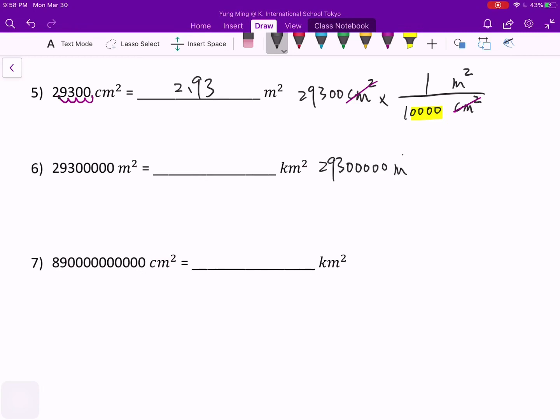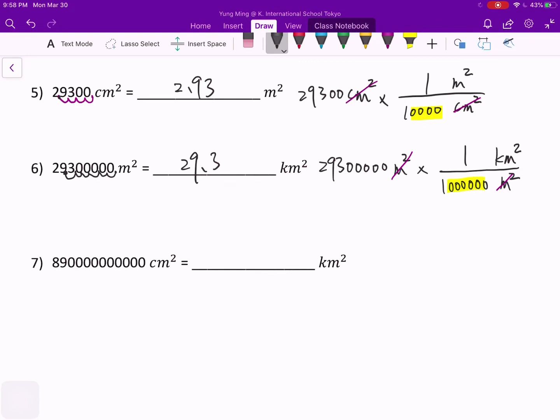5 zeros. M square. I want to go out to km square. 1 km square is going to exchange 1, 0, 0, 0, 0, 0, 0. Cancel out the meter square. That means I need to divide by 1 followed by 6 zeros. Cancel out 6 zeros like this: 1, 2, 3, 4, 5, and 6. Down here, so 29.3.